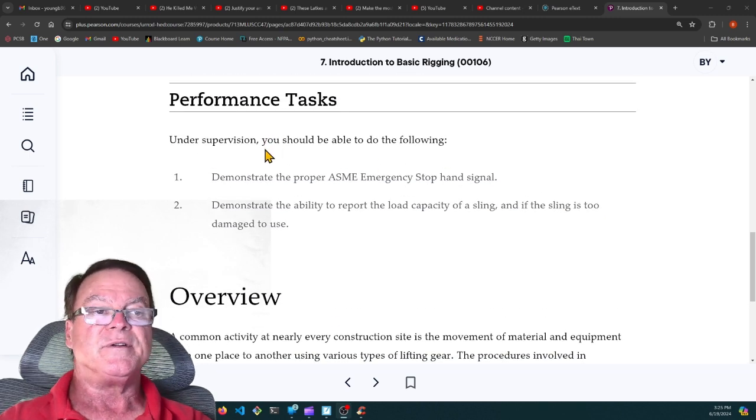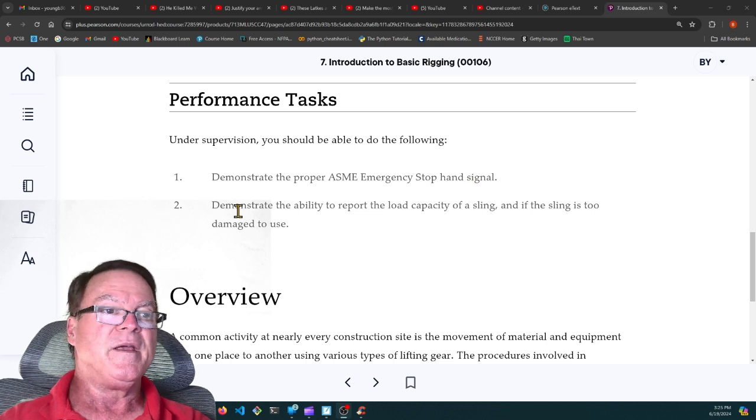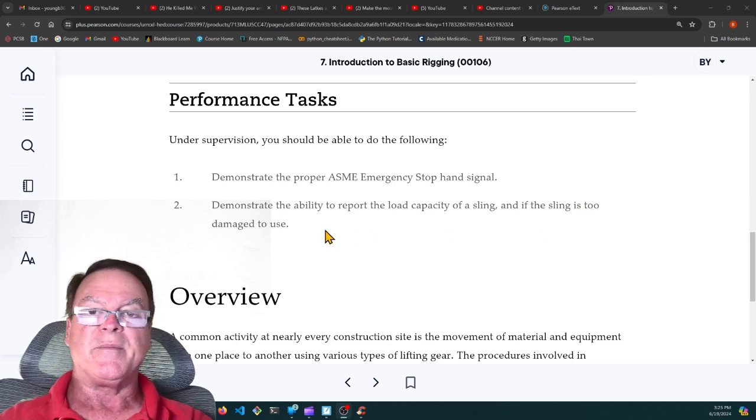Performance tasks: your instructor is going to have you demonstrate the proper ASME emergency stop hand signal and demonstrate the ability to report the load capacity of a sling and if the sling is too damaged to use.